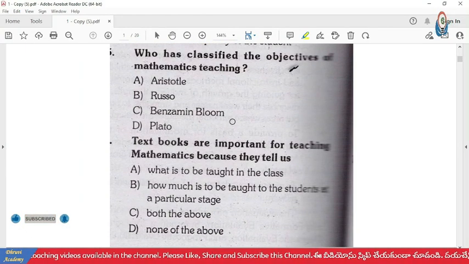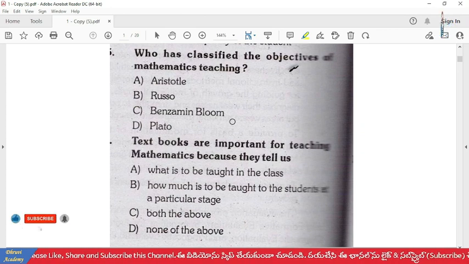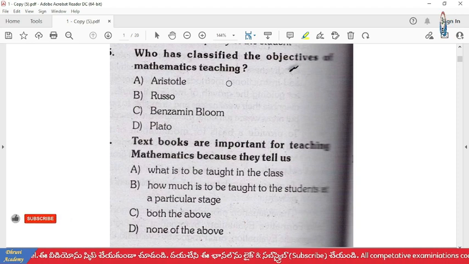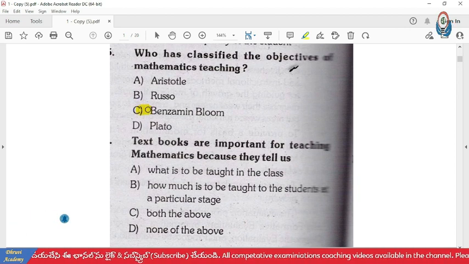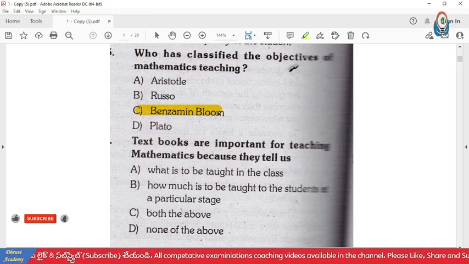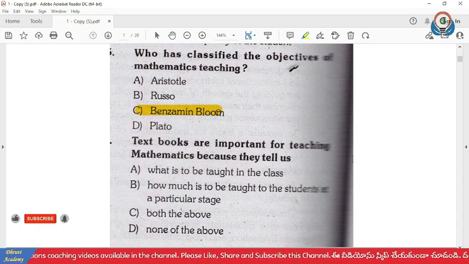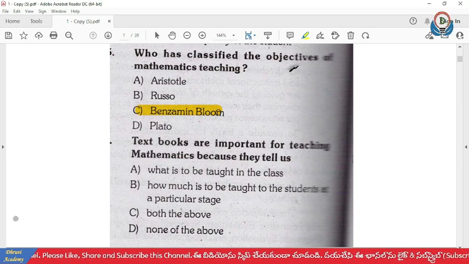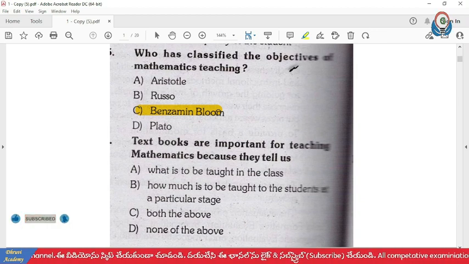Who has classified the objectives of mathematics teaching? A, Aristotle; B, Rousseau; C, Benjamin Bloom; or D, Plato? Which is the correct answer? They are asking who has classified the objectives. The answer is Benjamin Bloom. He classified the objectives of mathematics teaching. Objectives are nothing but understanding and being able to use the symbols, like solving problems both in schools and in real life situations. So these are the objectives.